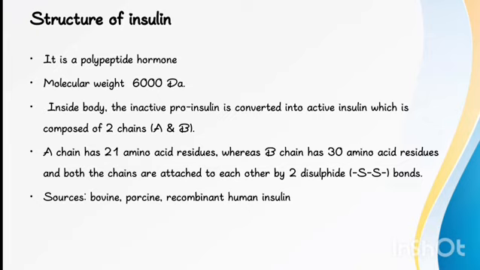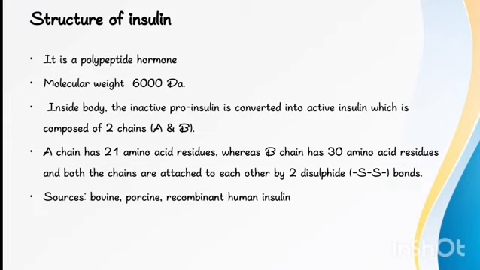Structure of insulin. Insulin is a polypeptide hormone with a molecular weight about 6000 Dalton. It consists of two chains, chain A with 21 amino acids and chain B with 30 amino acids. Both the chains are connected by two disulfide bonds.